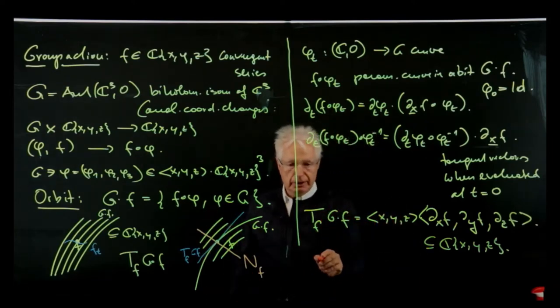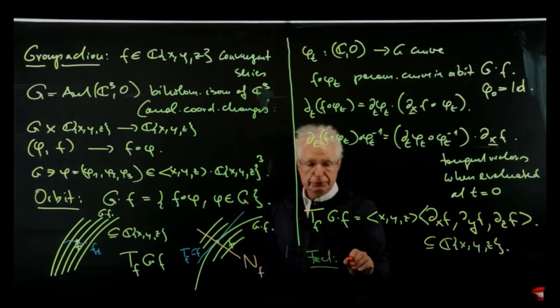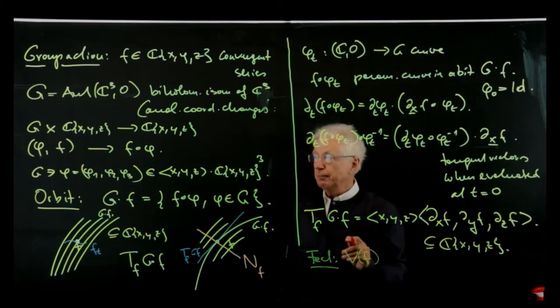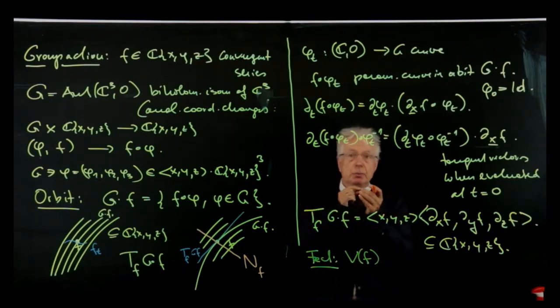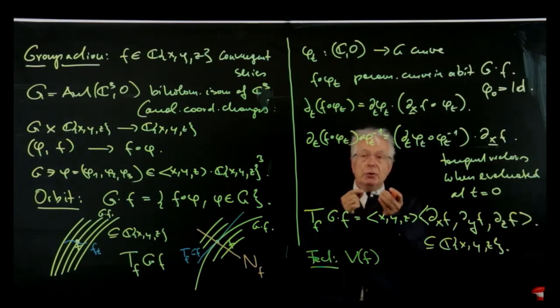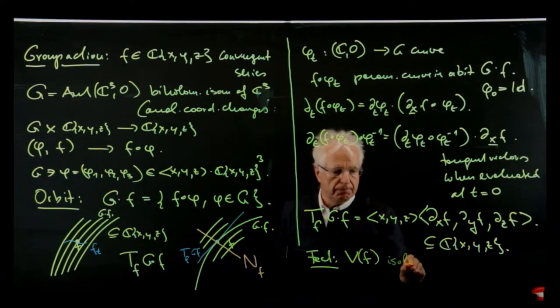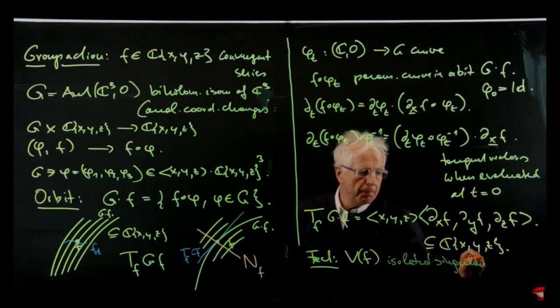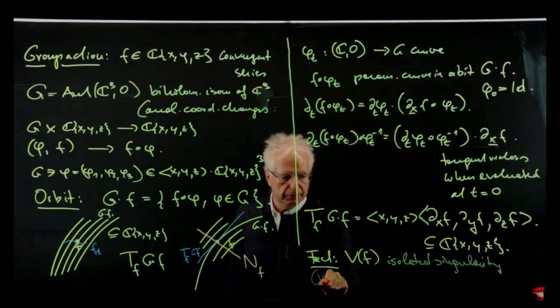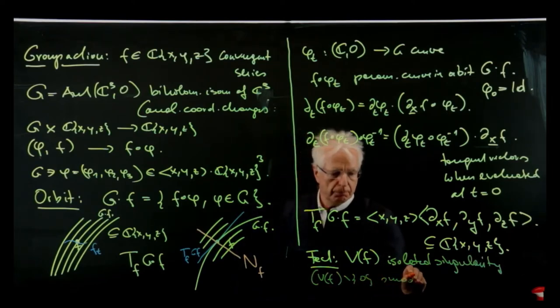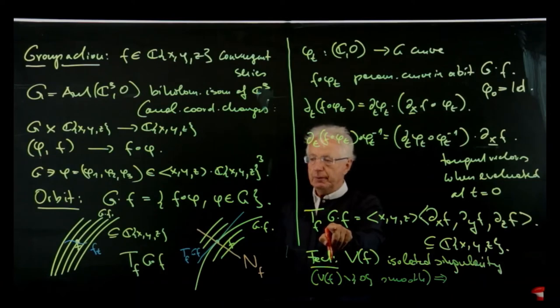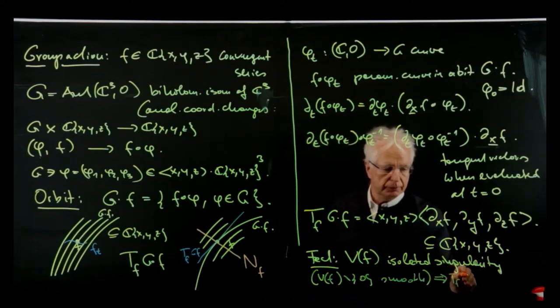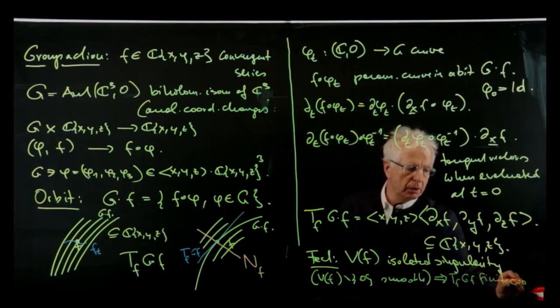And now there's a fact which is not very difficult to prove, but I'm not going to do. If V(f), so in our pictures, the V(f), which is the zero set of f, will be smooth, and this is the case for simple singularities, it will be smooth everywhere except at zero. So zero is what is called an isolated singularity. And this means V(f) minus zero is smooth. I hope that you can still read here. Then this tangent space T_F G F has finite codimension.